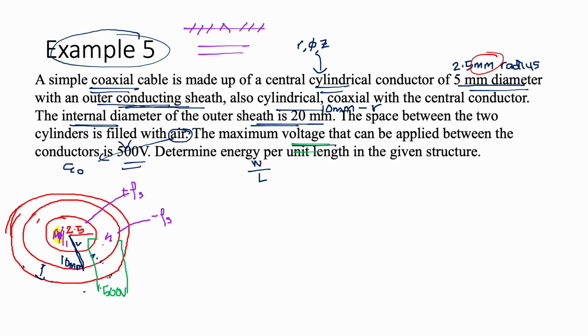Okay, electric fields with boundary conditions. Now we know the equation that we will apply is W equals half the integration of D dot E dV. Alright, so now let's find the E in all regions.